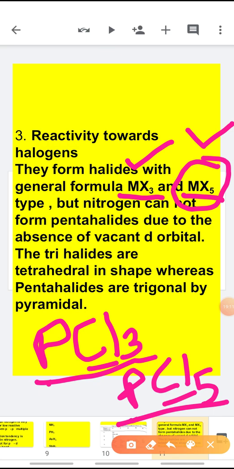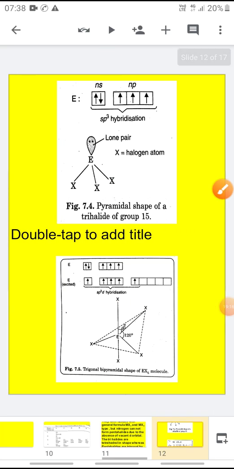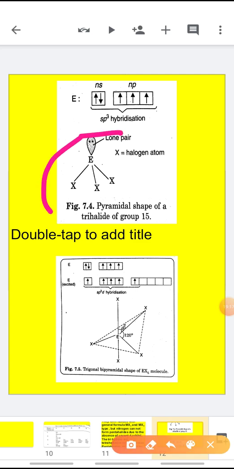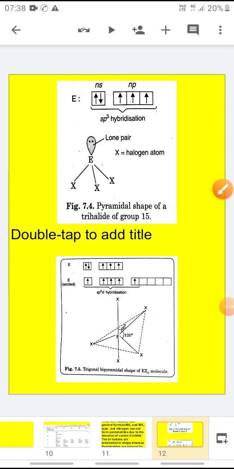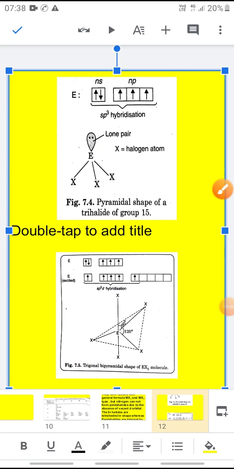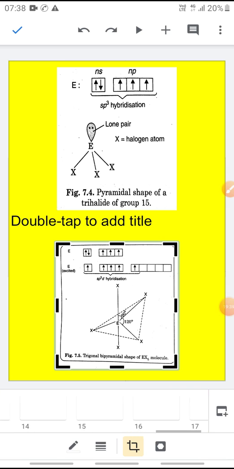Now you have to remember the shapes as well. The shape of MX3 type of compound is pyramidal, whereas that of MX5 type of compound is trigonal bipyramidal. A triangle is there, with one pyramid above the plane and the other pyramid below the plane.